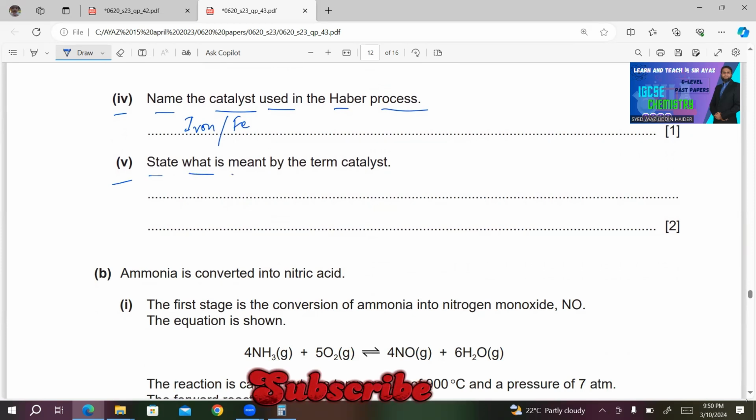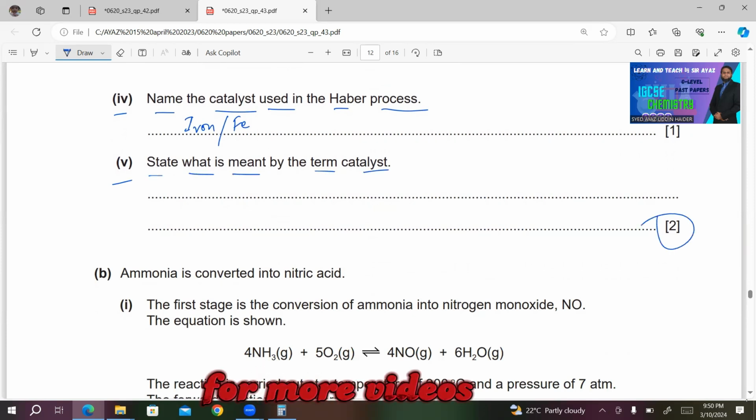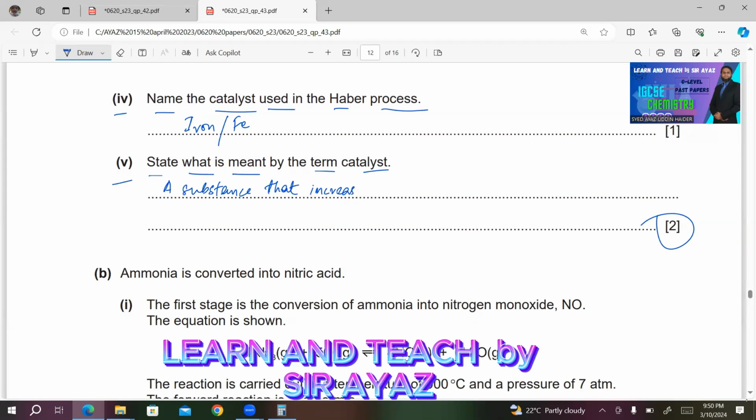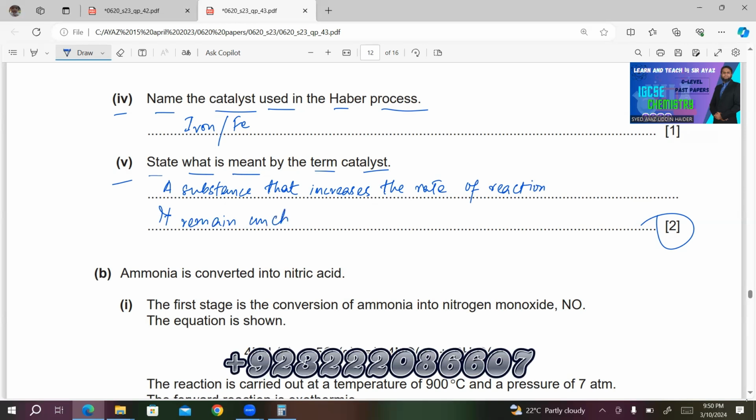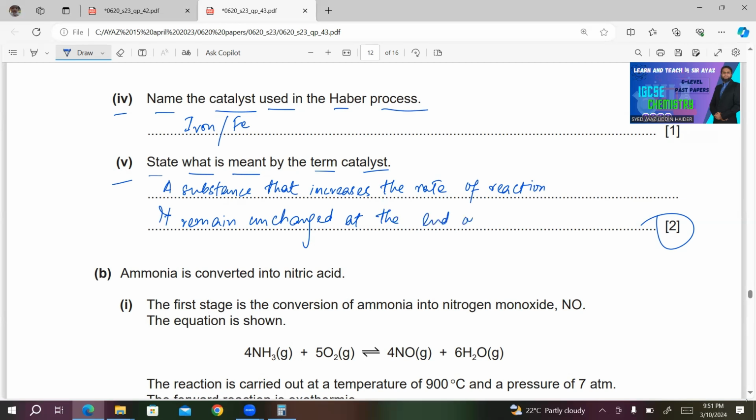Number five, state what is meant by the term catalyst. It's of 2 marks, so you will mention a substance which increases the rate of reaction and remains unchanged at the end of the reaction. A substance that increases the rate of reaction. It remains unchanged at the end of the reaction.